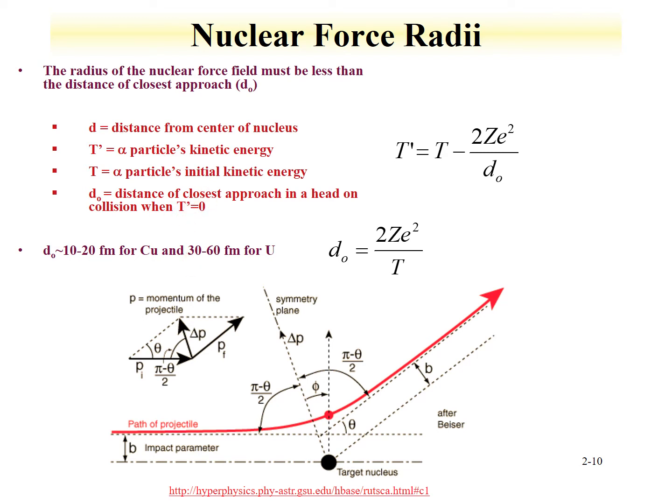So experiments are performed with this, and the gold foil scattering experiment is the classic. But with these experiments, what one can do is get the distance of closest approach. With an alpha particle, it's 2z times the electron charge, divided by the kinetic energy. So you get distances of 10 to 20 femtometers for copper and 30 to 60 femtometers for uranium.